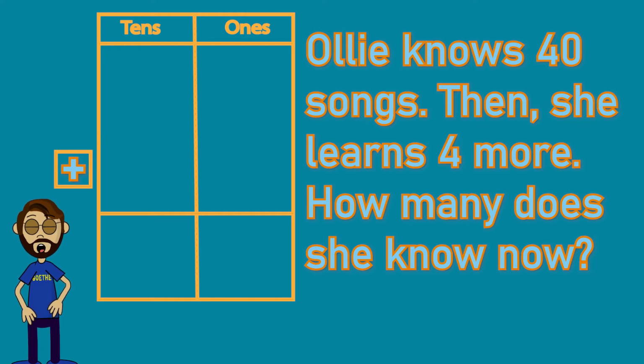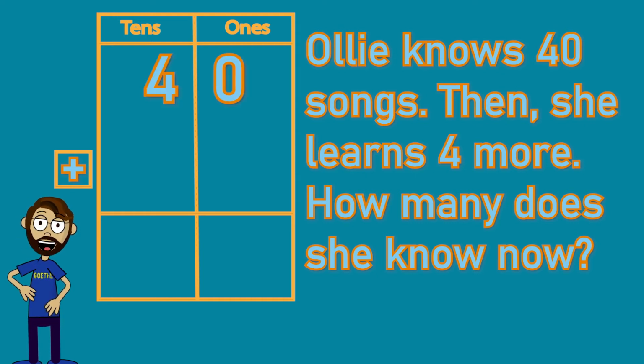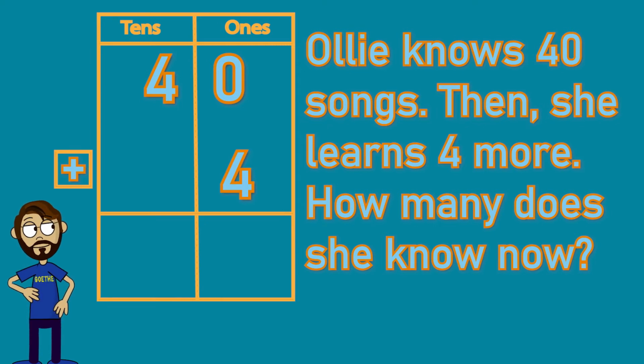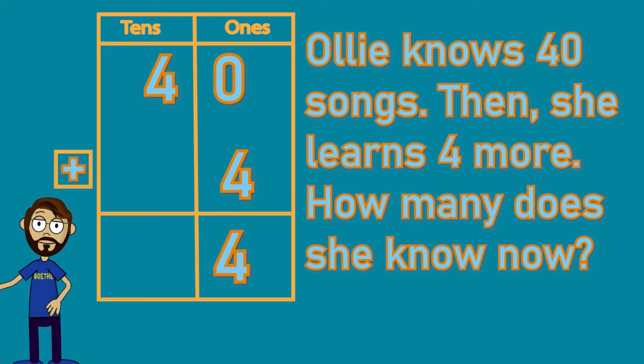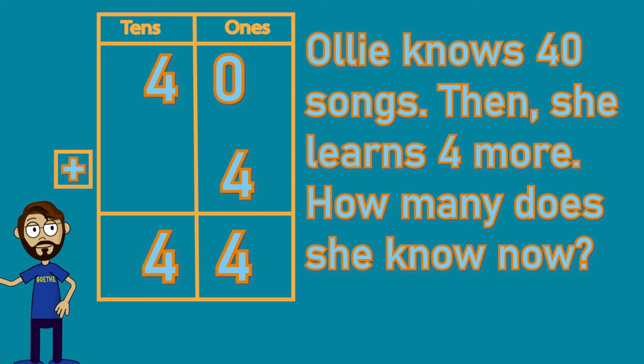Ali knows 40 songs, which means there's 4 10s and no 1s. Then she's going to learn 4 more, meaning we're going to add 4 and 0 together. 0 plus 4 is still 4. 4 plus nothing is still 4. So she now knows 4 10s and 4 1s, which is also known as 44. Great.